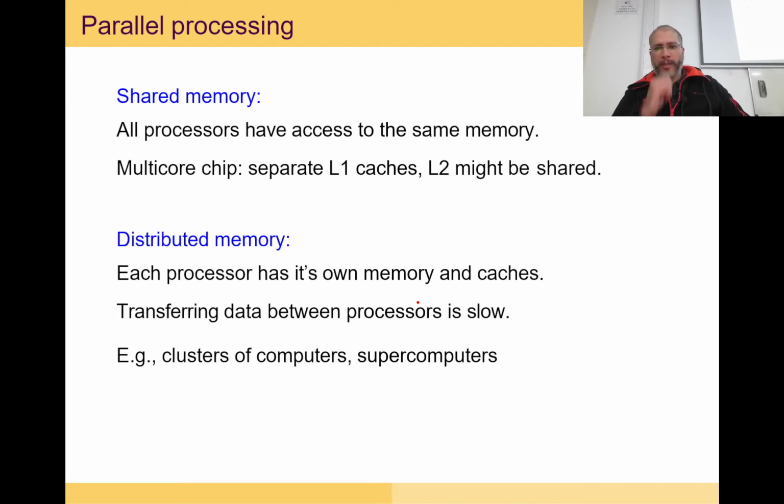Now the other kind is called distributed memory. In this case, there's no shared memory. If processor 1 has some memory access, processor 2 will not have access to that memory. So if processor 1 wants to share information with processor 2, there is no way it can do that apart from sending the information explicitly.